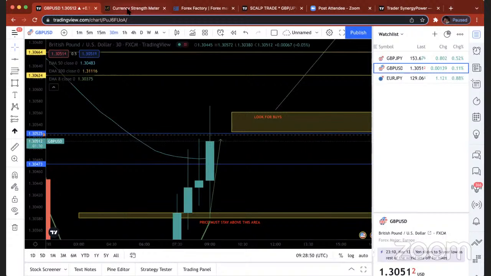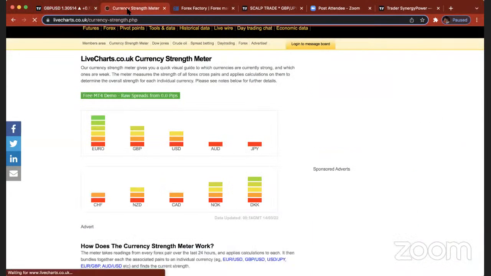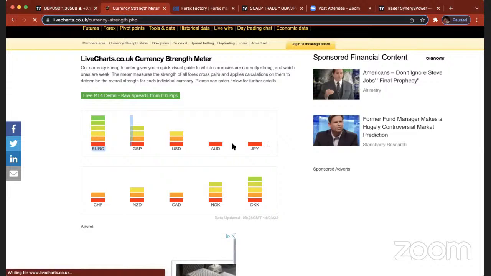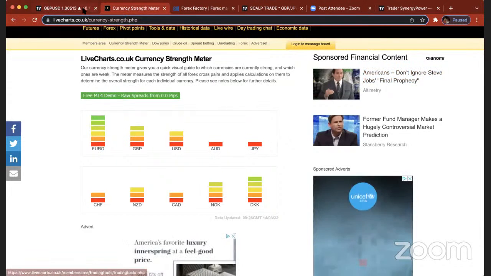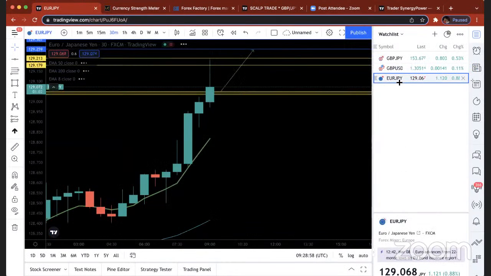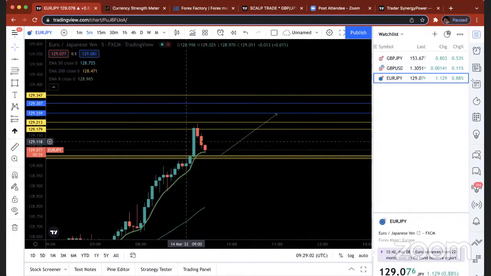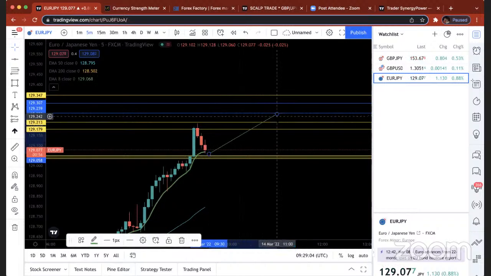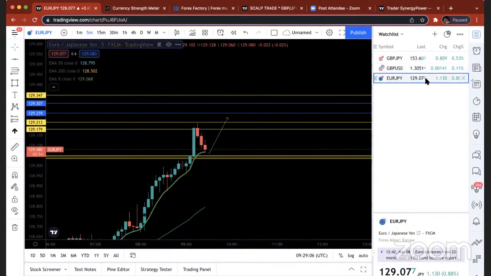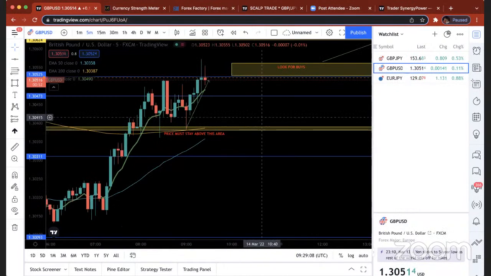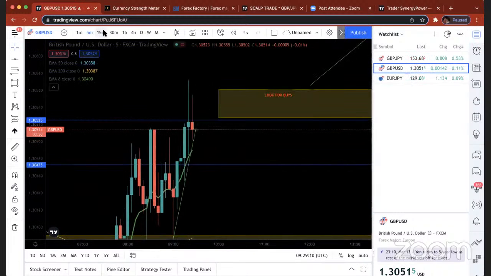Let's check the currency strength. Make sure we're all good. GBP still up, JPY is down. Euro's up, JPY is down. Euro's probably still flying. No, it's rejecting the 1 hour as well. Right now, all the pairs are rejecting, but this could possibly bounce off here and continue up. But the only trade we are in right now, you guys, is GJ.